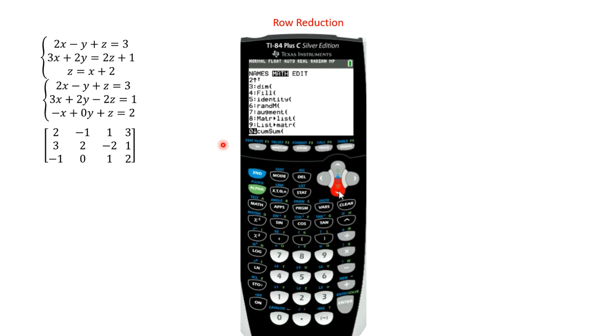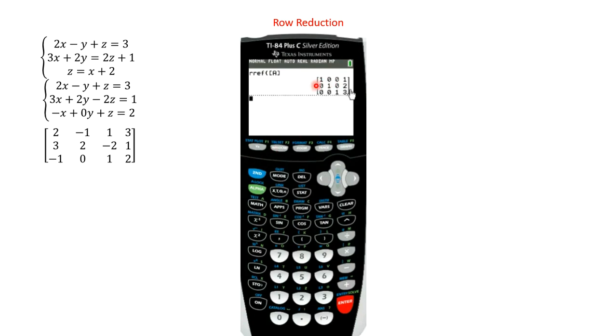Then if we scroll down, REF, that's row echelon form. Here's reduced row echelon form, and then here's all the different things that we can do, all of our row operations. We don't care about those. We're going to reduced row echelon form, RREF. Plug in the name of the matrix, hit enter, and you're done.